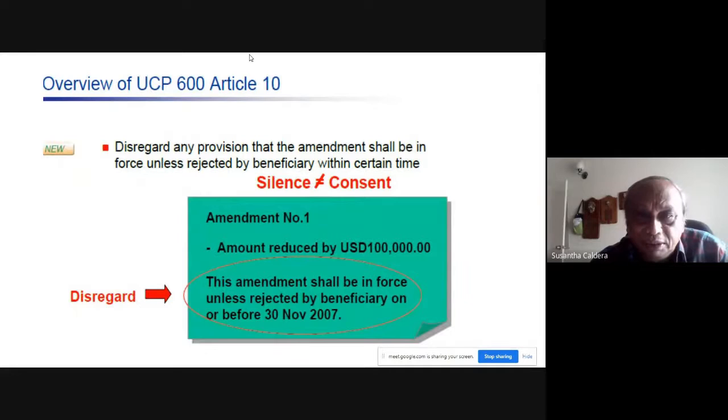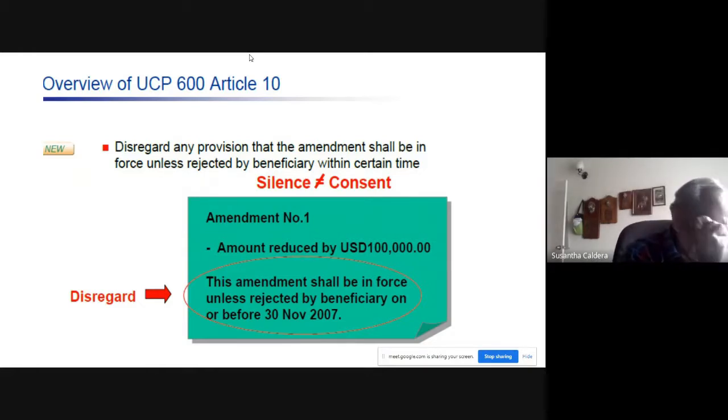Disregard any provisions that the amendment shall be in force unless rejected by the beneficiary within certain time. Right? We are told to disregard any provisions that the amendment shall be in force unless rejected by the beneficiary within certain time. We cannot include such things. Right?